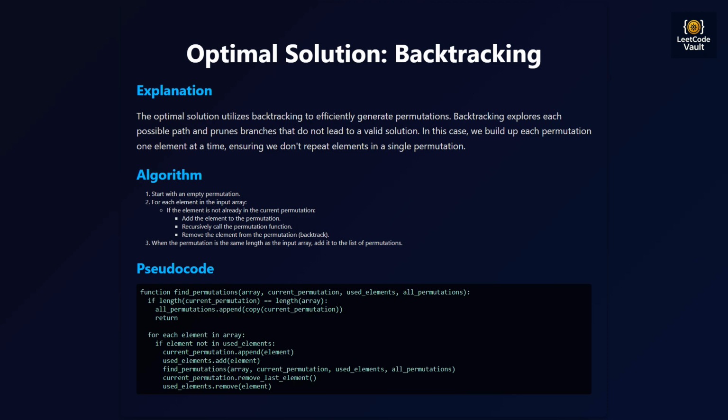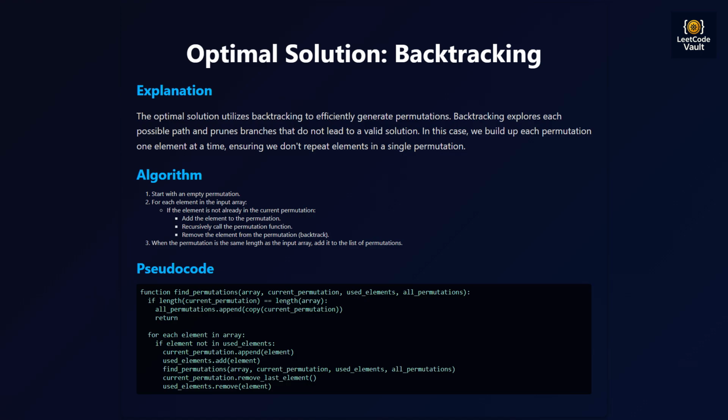Optimal solution. The optimal solution involves a technique called backtracking. Imagine building the permutations step by step. We'll use recursion. We start with an empty permutation. Then, for each element in the input array, we try placing it at every possible position within the current permutation. Once we've exhausted all positions for that element, we backtrack. That is, we remove the element and try the next one.